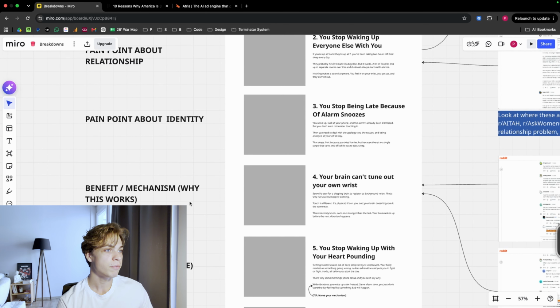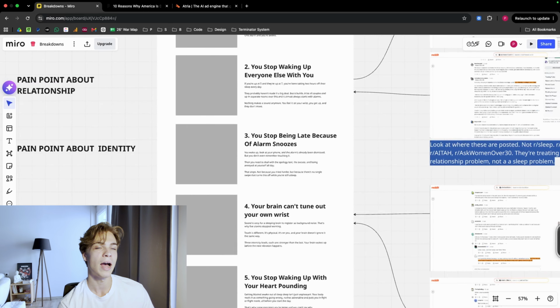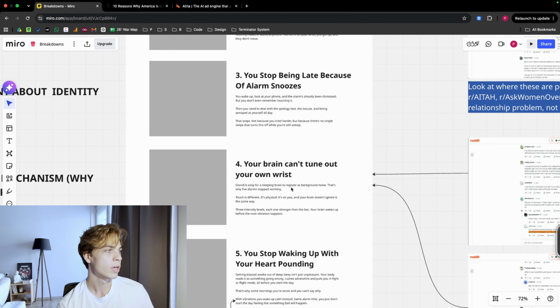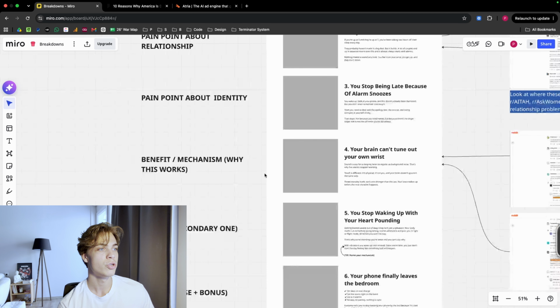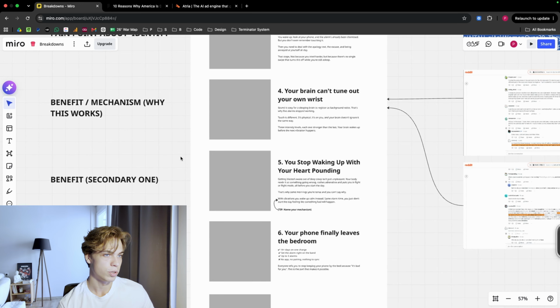We have a benefit here and a mechanism, basically why this works. So they need to understand your product and why it actually does what you promise them. Why is it going to take care of these pain points? Why is it going to achieve this desire? How is it going to do that, right? Your brain can't tune out your own wrist. Sound is easy for a sleepy brain to register as background noise. That's why 5 alarms stop working, but touch is different. Blah blah blah. We basically just say that with it on their wrist, the brain can't ignore that, right? Benefit, secondary one.